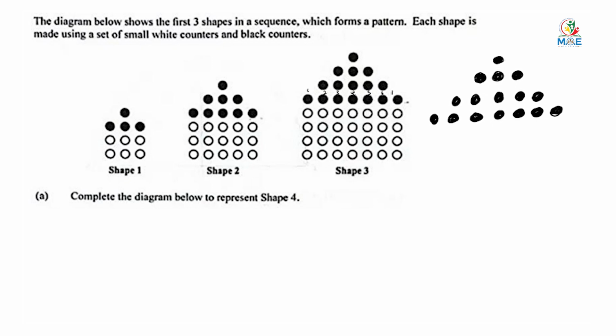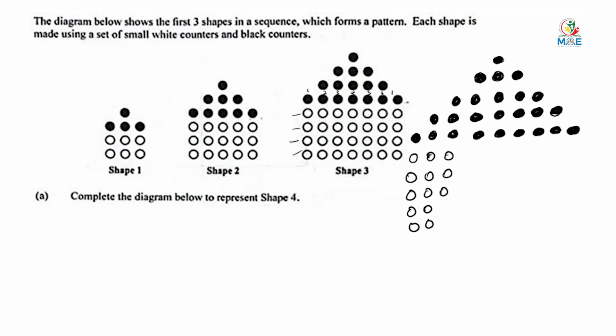So now for shape 4, I'll add in an extra row at the bottom here. I'll draw the same amount that I have at the top, then I add in the extra one. Then of course, I have 1, 2, 3, 4 rows of white ones, so that means I'll have 5 rows of white ones here. So I'll draw 1, 2, 3, 4, 5, and this will continue.